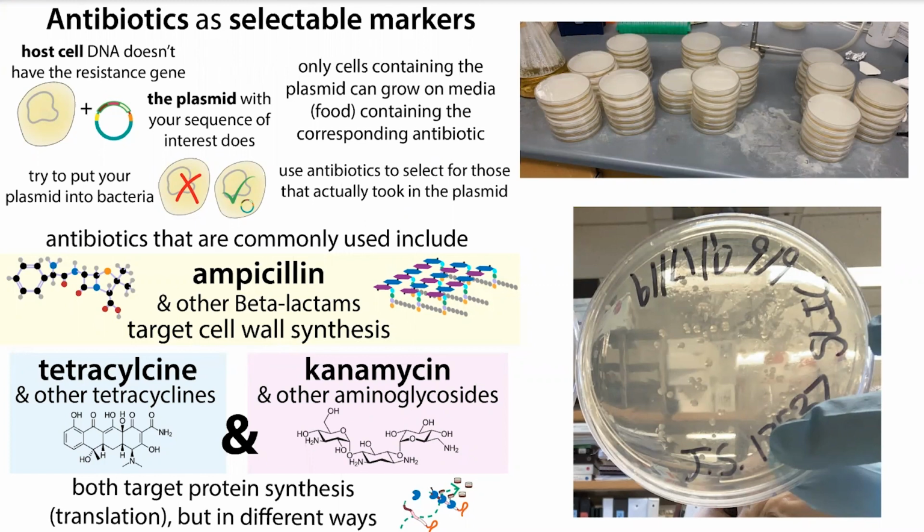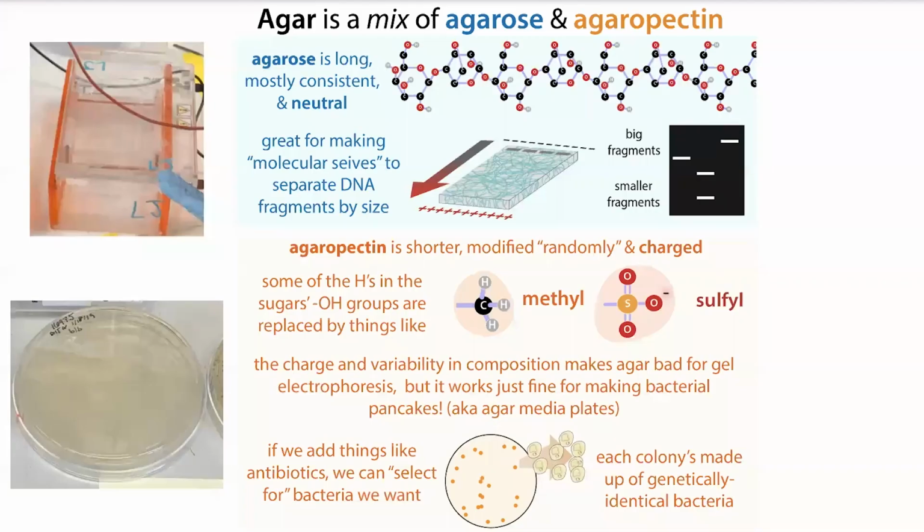So say we put a circular piece of DNA called a plasmid into bacteria, and we have an antibiotic resistance gene in that plasmid. Then only cells that take in the plasmid will be able to grow in the presence of that antibiotic, and they'll grow as these colonies, these gloopy dots, which then tell us, okay, this colony has our plasmid of interest. And so for this, it doesn't matter if those chains are charged or not. And so we can use agar for this.